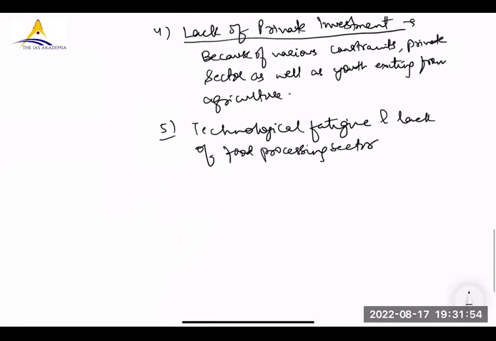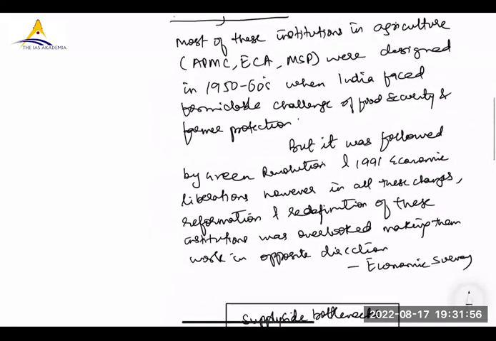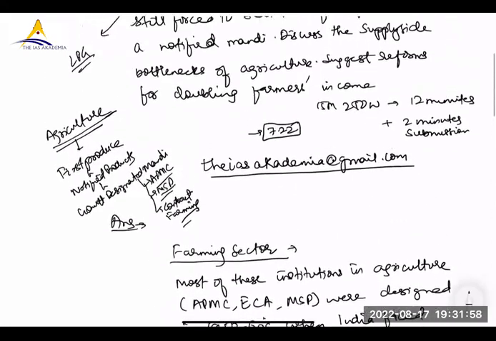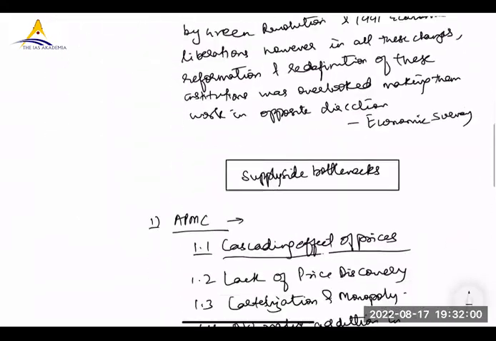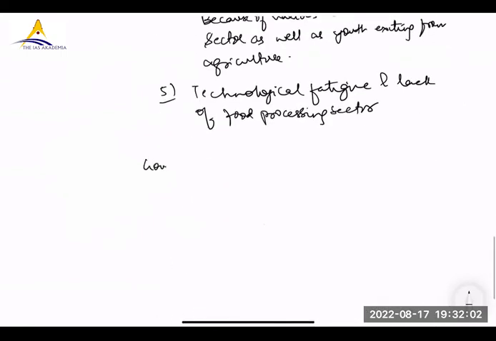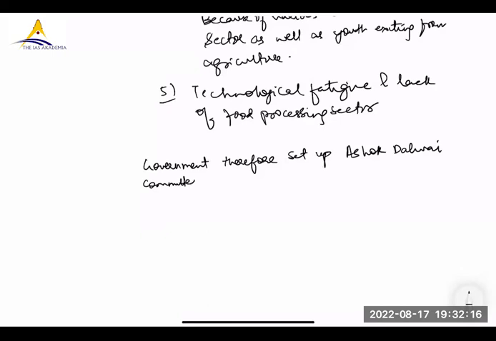Okay, now second part of the question is asking, suggest reforms for doubling farmers' income. Government therefore set up which committee for farmers' income? Ashok Dalwai committee, for doubling farmers' income.